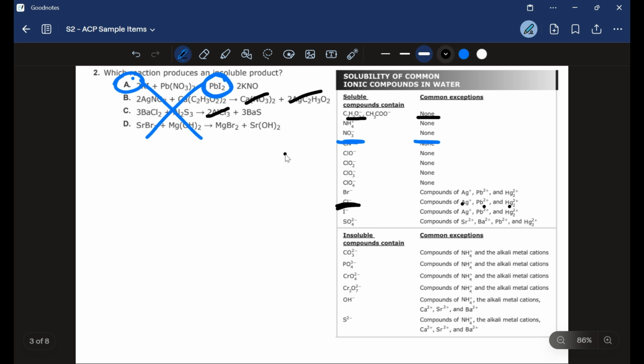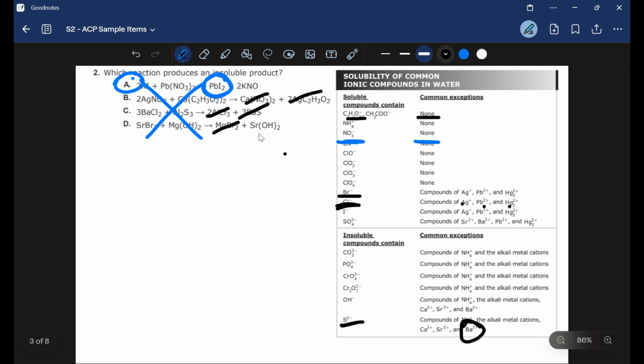Next, we have BaS. S is down here, which means it's insoluble unless it's bonded with NH4, alkali metals, Ca, Sr, or Ba. We do have Ba, which means it's not insoluble anymore. Now it's soluble, so that's not our answer either. MgBr2, Br is down here. It's soluble unless it's bonded with silver, lead, or mercury, which it's not, so the whole thing is soluble still.